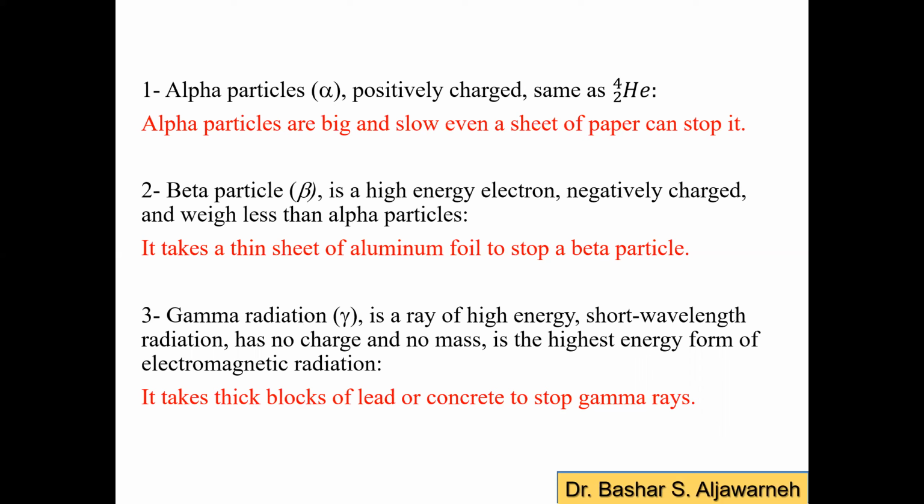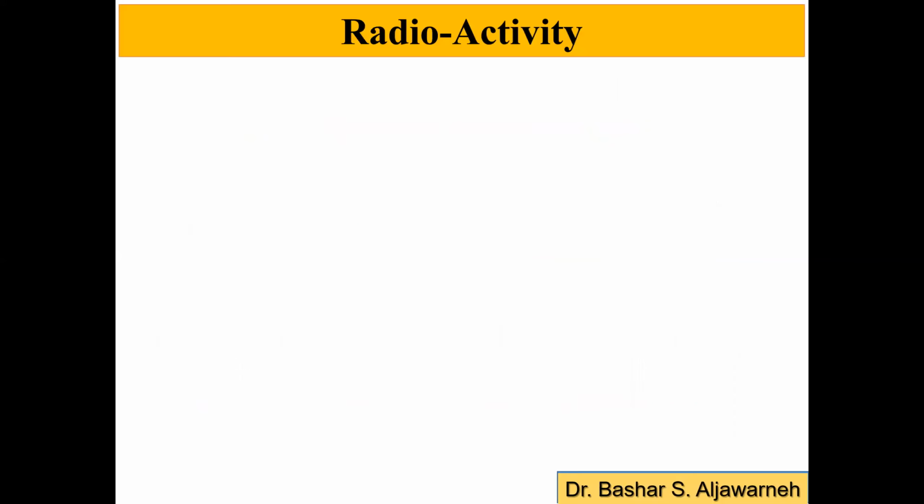so if we are looking to do some protection or shielding, for alpha it is more than enough to use a sheet of paper, for beta a piece of aluminum foil, and for gamma, since gamma radiation has the highest energy and the highest penetration, we are going to use a block of lead or concrete to stop gamma rays or gamma radiation.